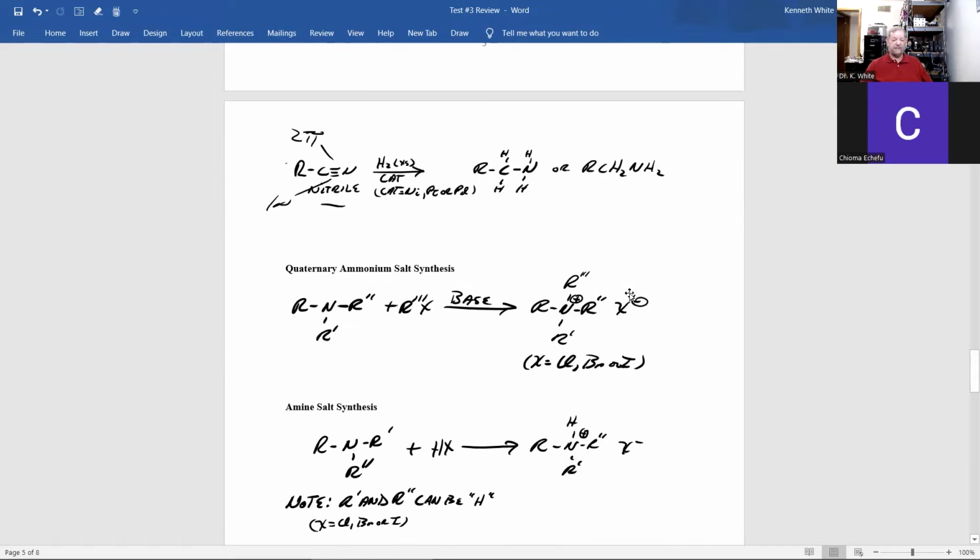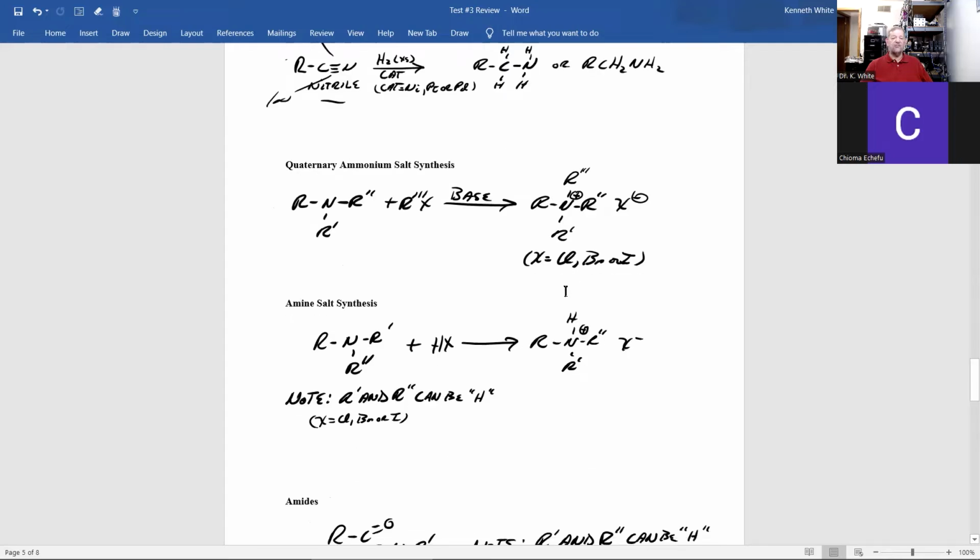Now, let's talk about quaternary ammonium salts. And this is a reaction that's really, really near and dear to my heart because it helped make me a lot of money. Paid off for cars, my mortgage, a lot of good things.